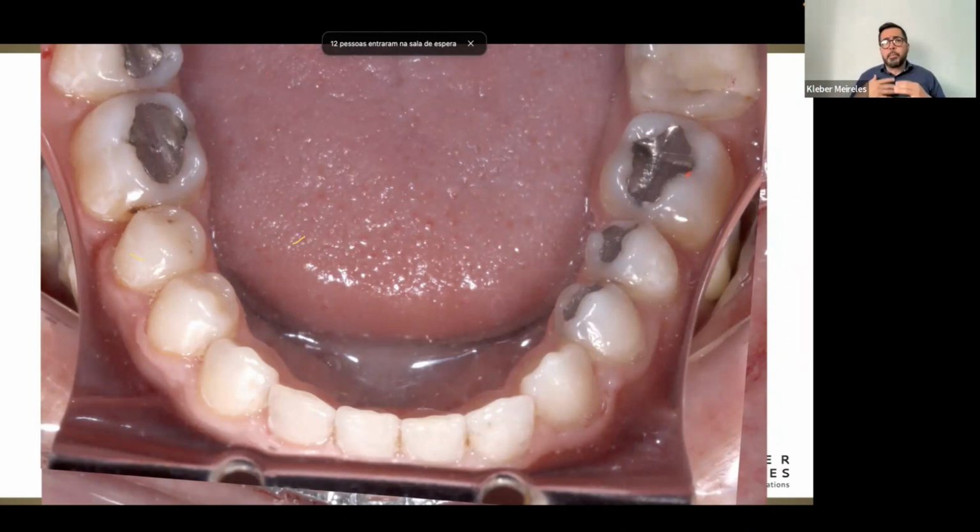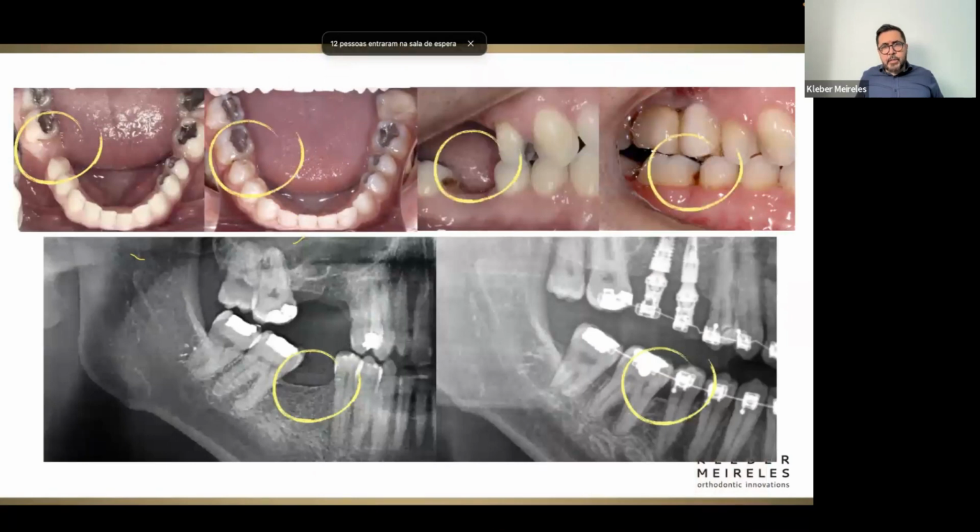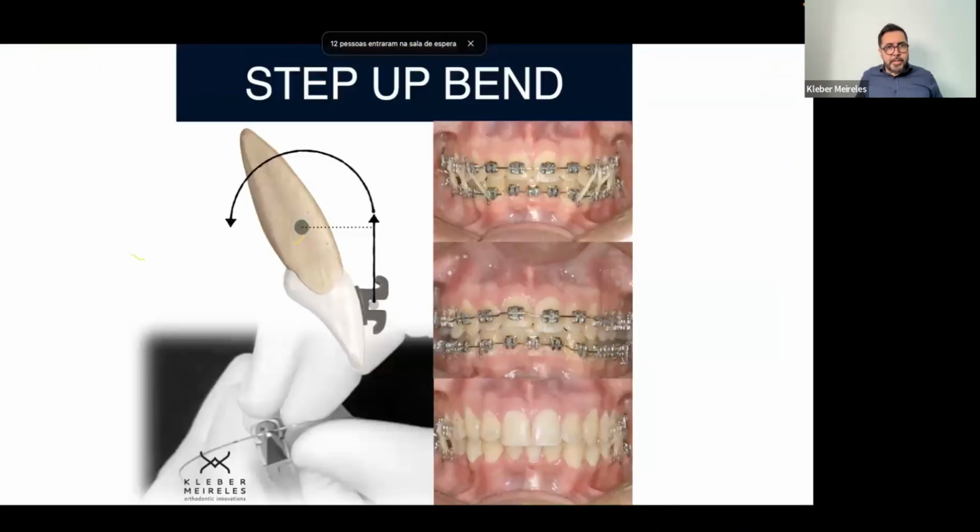And why is Kleber always talking about one line of action? Because we can use one line of action plus a moment, but not in this type of biomechanics. This is the simplest way to deal with a simple, clinical biomechanics, let's say. Here it is, before and after, occlusal view, lateral view, and the radiographic assessment of this.